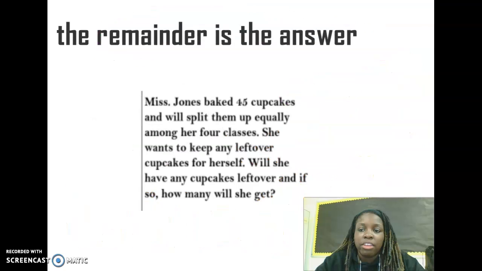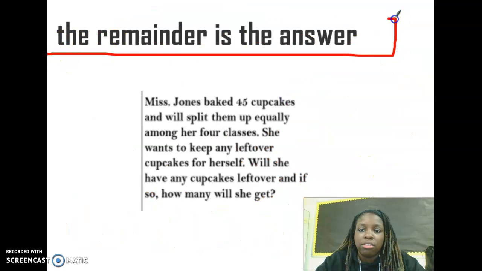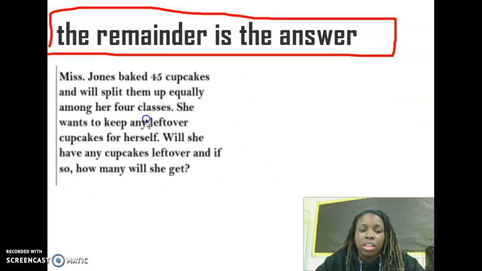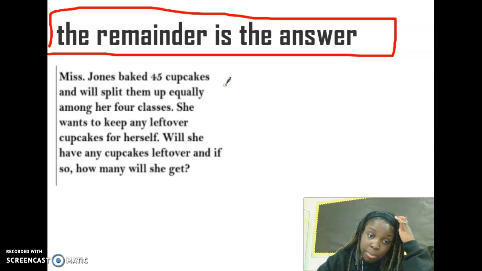All right, so this next one is the remainder is the answer. Ooh, so we're gonna look and see how is the remainder the answer. So Miss Jones baked 45 cupcakes. That sounds good right now. And will split them equally among her 4 classes. She wants to keep any leftovers for herself. Will she have any cupcakes left over, and how many will she get?